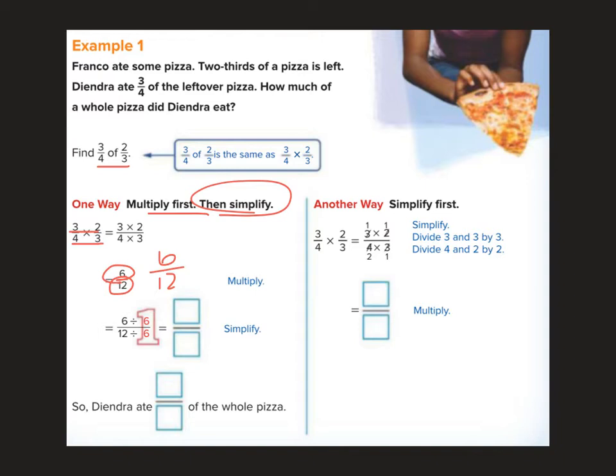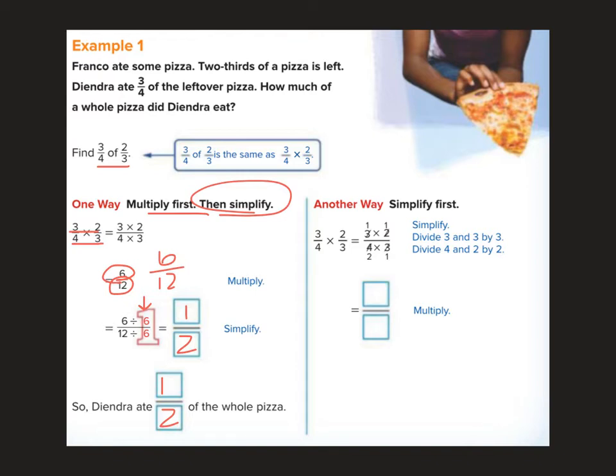Well, that's not simplified. I can divide both by 6. So I'm going to divide the numerator and denominator by 6. 6 divided by 6 is 1. 12 divided by 6 is 2. So she ate half of the whole pizza. Whoa. She must have been hungry. Oh, of the leftover. Well, half of the whole pizza, it says.